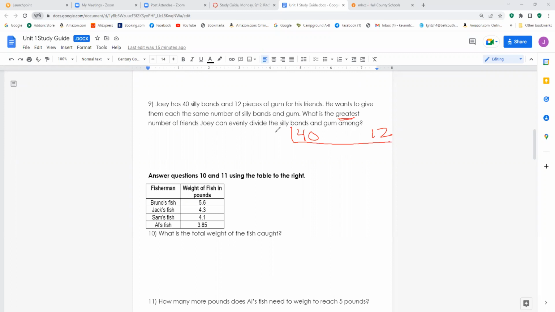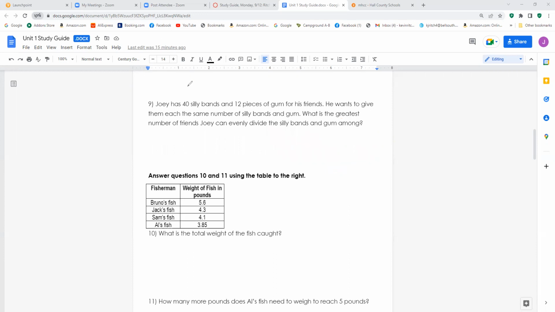So let's just do the ladder method. These are even numbers, so I can divide them both by 2. So I get 20 and 6. Well, I can divide them both by 2 again, and I can get 10 and 3. 10 and 3 have no common factors besides 1. So I'm going to multiply 2 times 2. So the greatest number of friends he can evenly divide the silly bands and gum among is 4. 4 friends would get 20 silly bands and 6 pieces of gum.